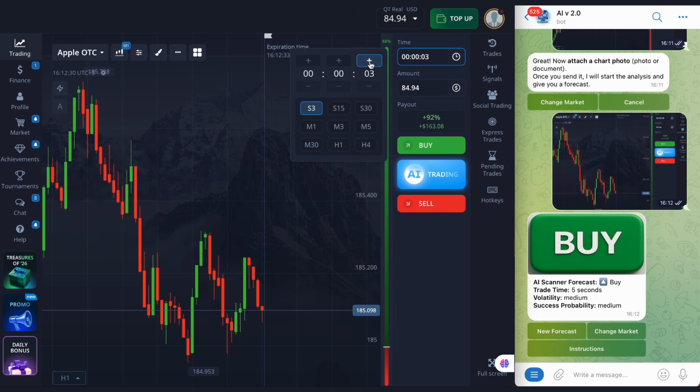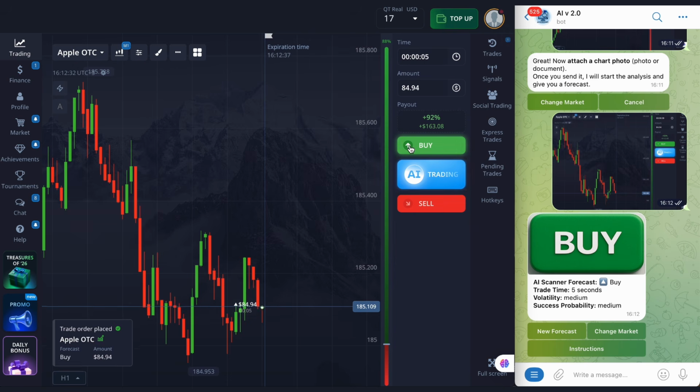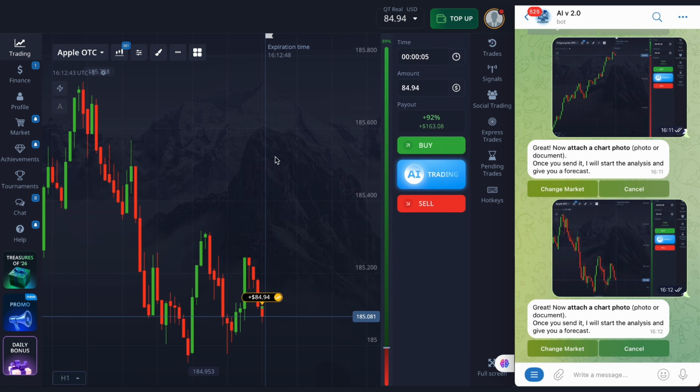Setting my timer on 5 seconds and executing a buy order on this trade. Holding on to see how this is gonna play out. 3 seconds left, 2 seconds, 1, and here we go, ladies and gentlemen. That is a break even, not a win, not a loss. That was a close one, ladies and gentlemen.